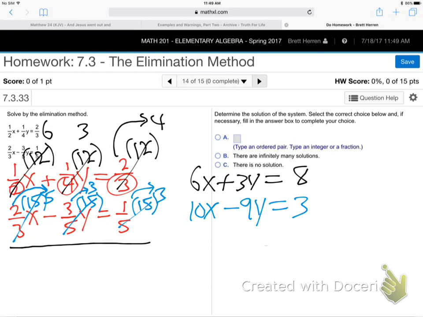All right, make those y's opposites. So what are we going to multiply the top equation by? Just positive 3, because they've already got the sign. Everybody good with that? Regular 3. If I did a negative 3, that would make it negative 9y, and the other one's already negative 9y. I want one positive, one negative, so I'll keep it that way. That'll do it, right?